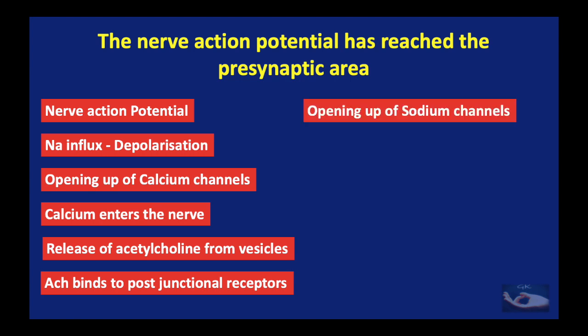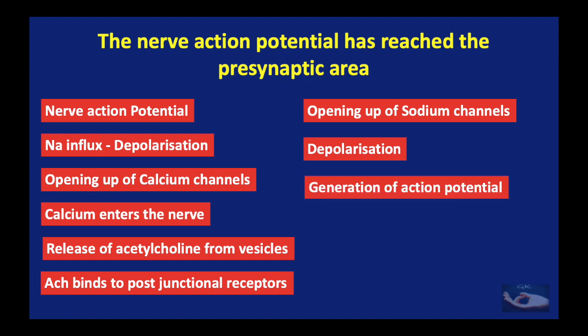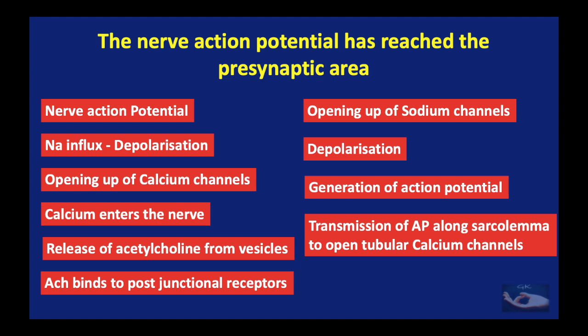These motor end plates are found in the muscle, and this leads to the opening up of the sodium channels. And as we know, opening up of sodium channels leads to depolarization and the generation of an action potential. In the nerve, this action potential, after being generated, would travel along the axon, but this being the muscle fiber, the action potential is transmitted along the sarcolemma to open up tubular calcium channels again and results in muscle contraction.